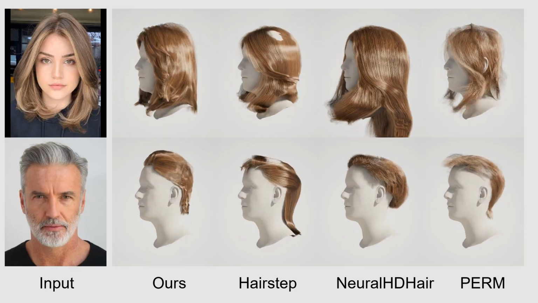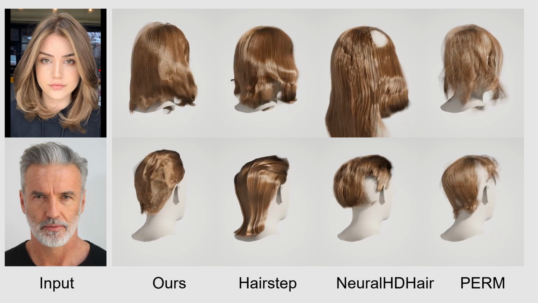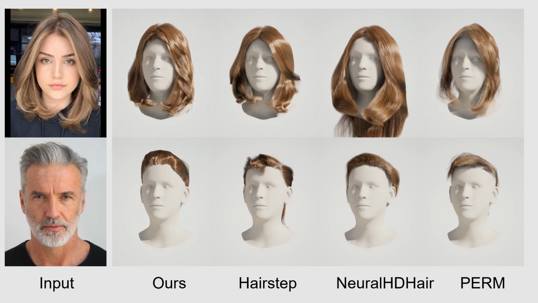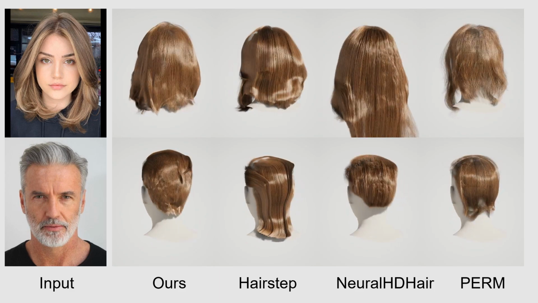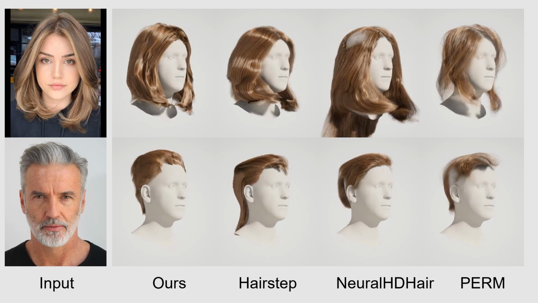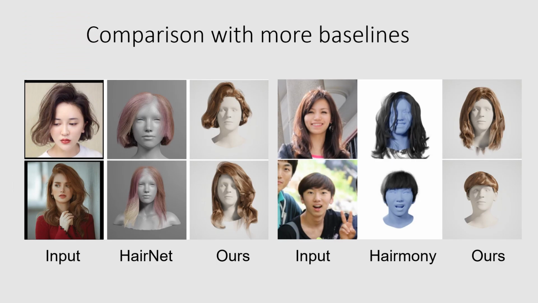We observe that all baseline models exhibit baldness artifacts. Moreover, HairStep struggles with length estimation, Neural HDH hair produces overly smooth results, and PERM has difficulty retrieving the correct hair structure. Here you could see more results of our method compared to others. Additionally, we compare with the regression-based method HairNet, which struggles to capture wavy structures, and the retrieval-based method Hairmony, which can generate realistic results, but is highly dependent on the diversity of the dataset.